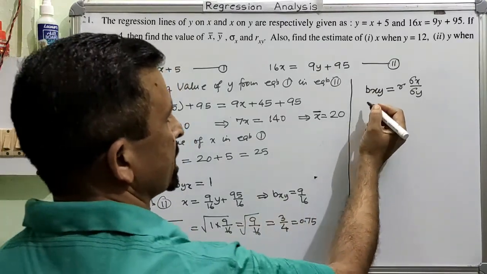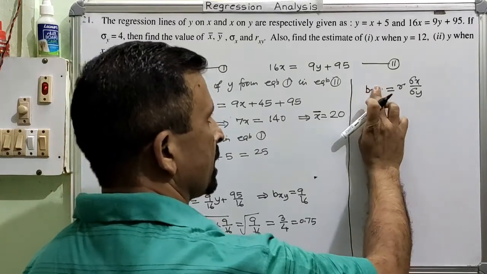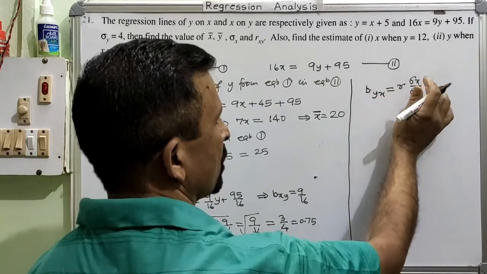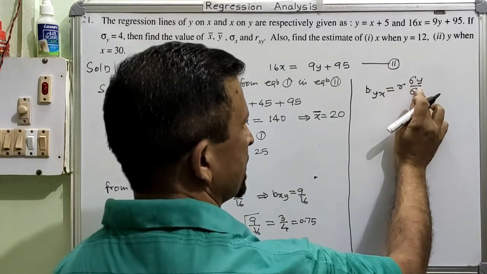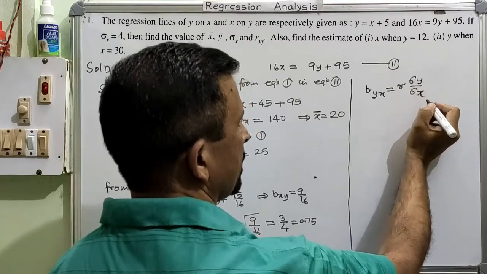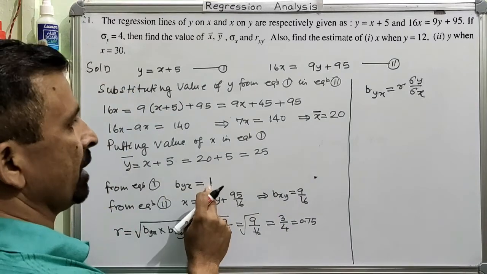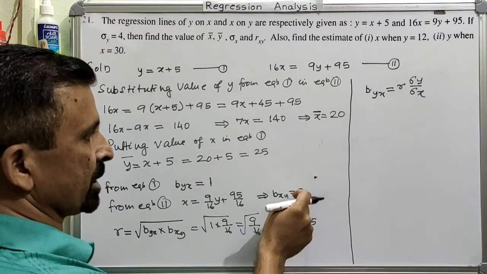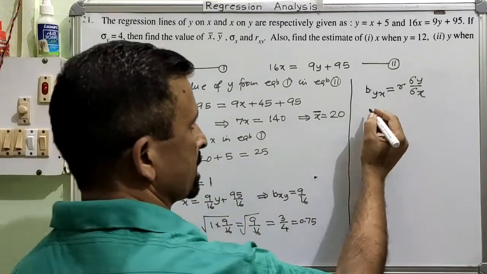bxy was calculated as 9 over 16, right? Or better if we go for the regression coefficient of y on x, because the calculation will be easy. Why make it difficult for ourselves? Now let us see how it is easy. byx is 1. Why did I change this? Because that time it was 9 over 16, and 9 over 16 calculation will be more difficult than this one. Therefore, it is easy, so I have changed.